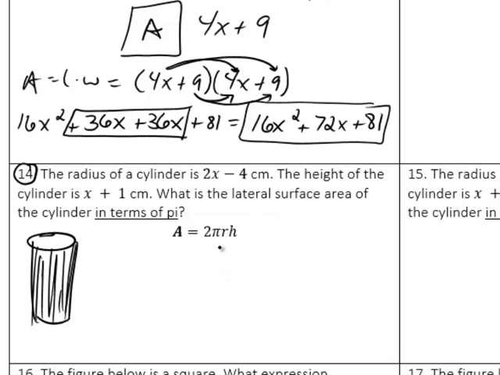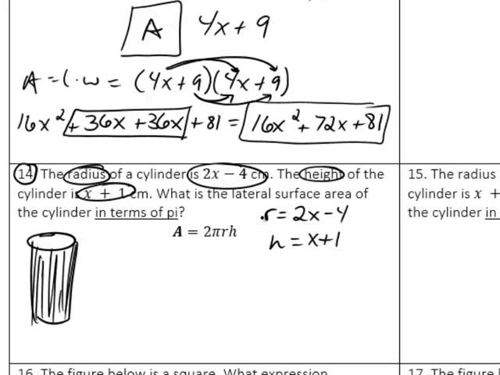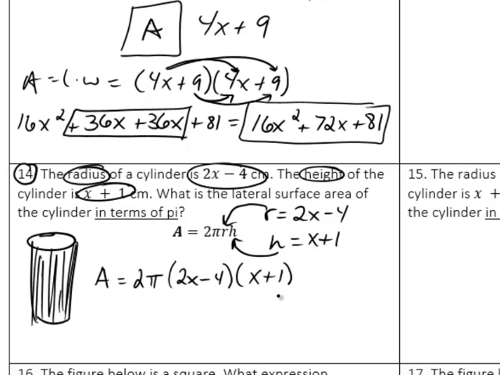Okay, so we have the radius is 2x minus 4, and we have the height is x plus 1. So all we do is make sure we know what that is. And we plug them into our formula. So area equals 2 pi times 2x minus 4 times x plus 1. So we can right now ignore the 2 pi. We don't need it right now. And we're going to multiply the two binomials together.